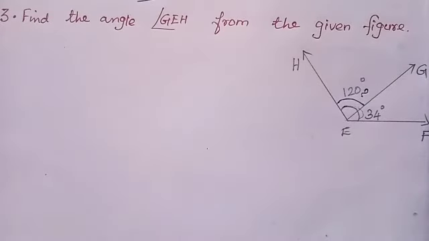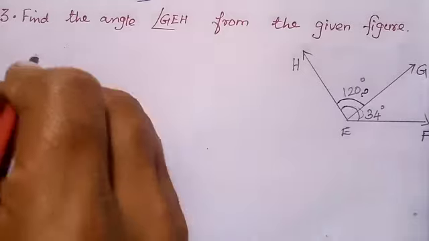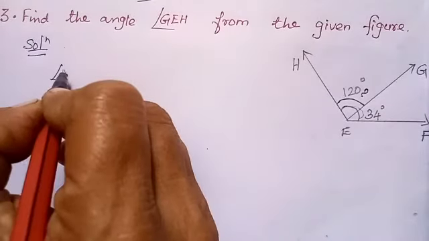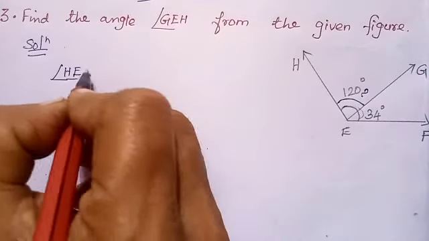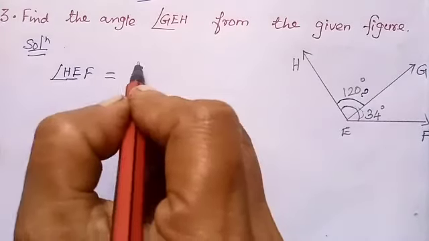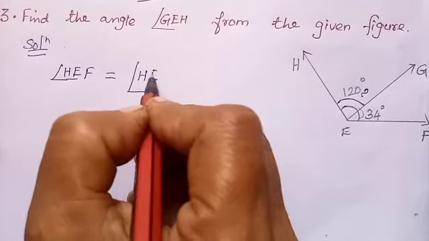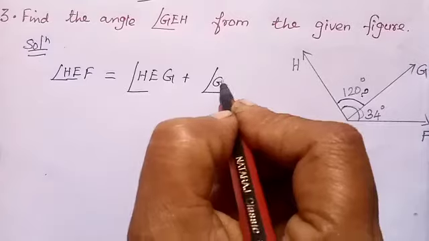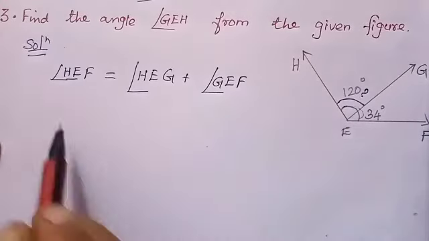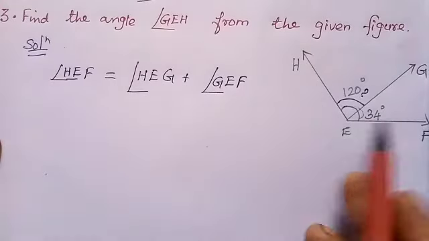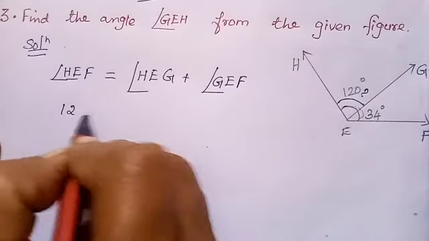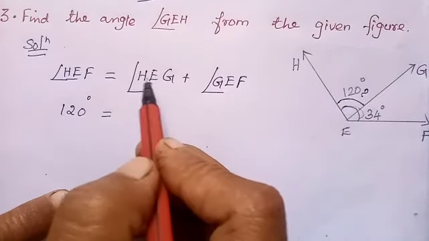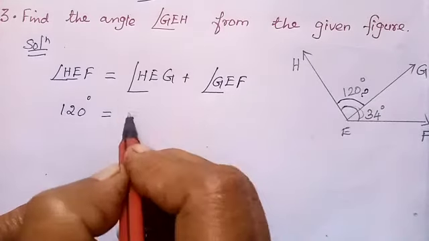Okay. From this figure we can write angle HEF equal to angle HEG plus angle GEF. We know the value of HEF. That angle we know, that is 120 degree, already given in the figure. So 120 degree is equal to, we are going to find out HEG or GEH. Both we can write.